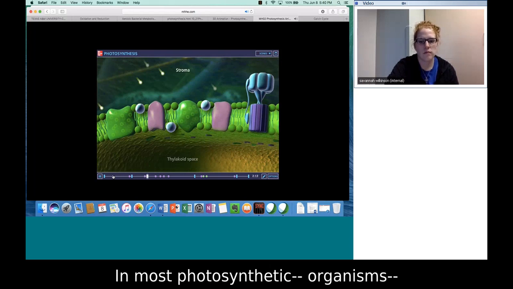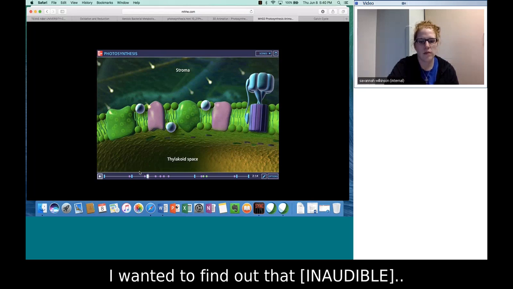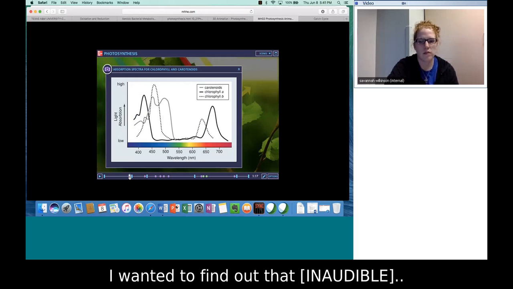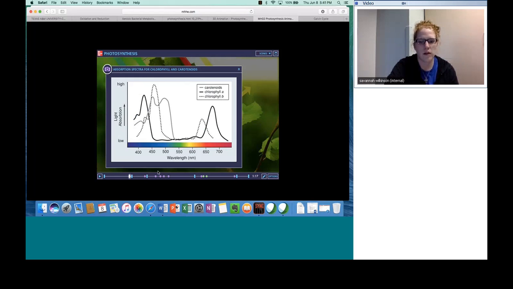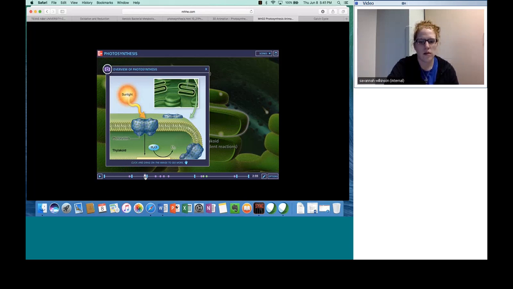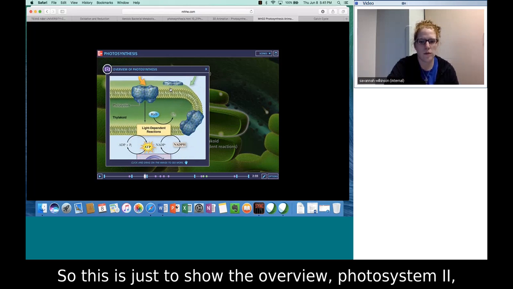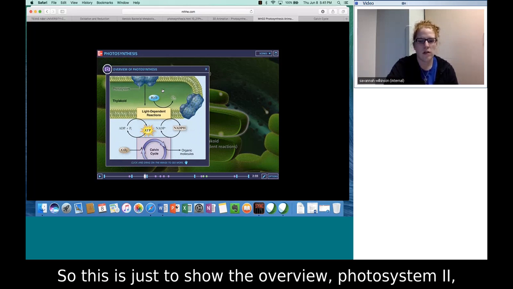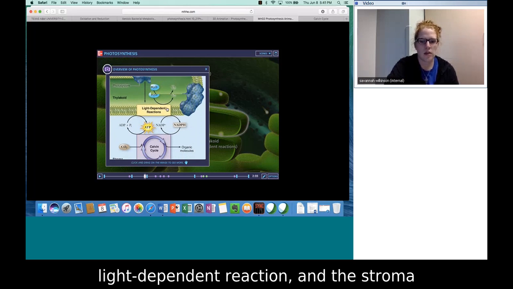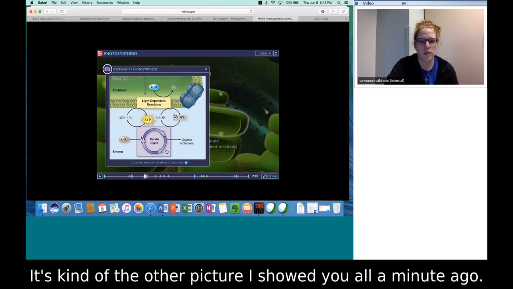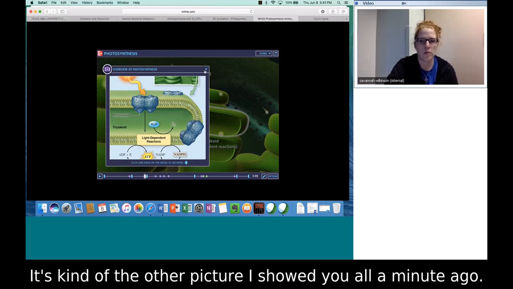In most photosynthetic organisms, okay, I wanted to point out this. This is the graph there. So this is just to show the overview: Photosystem 2, light-dependent reaction, and the stroma here is the Calvin cycle. It's kind of that other picture I showed y'all a minute ago.